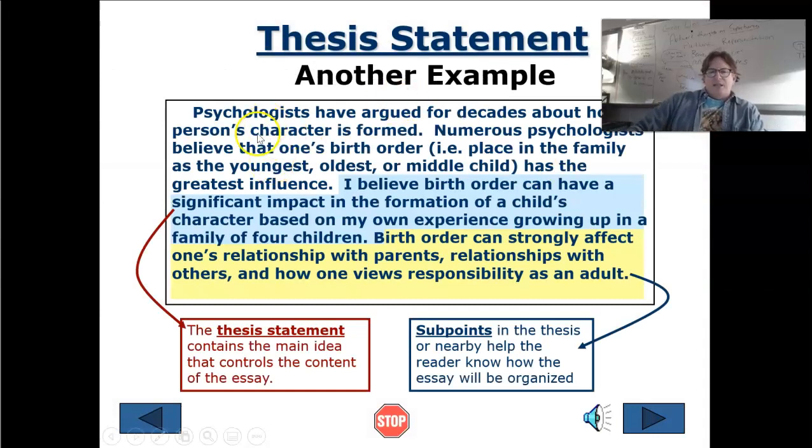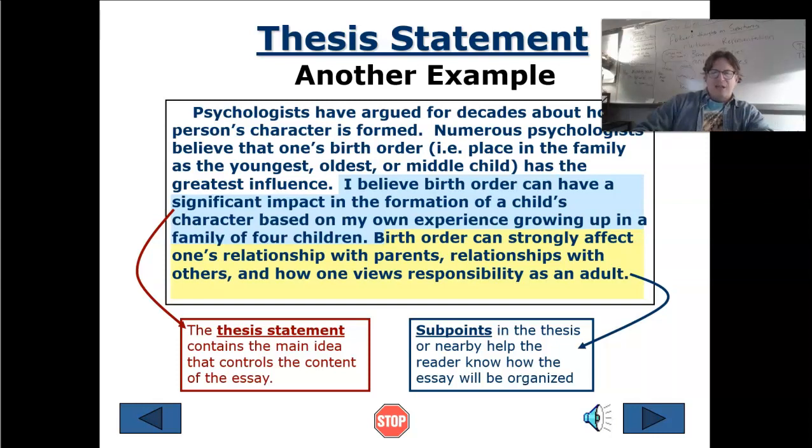Okay, here we have, psychologists have argued for decades about how a person's character is formed. Numerous psychologists believe that one's birth order, as in place in the family as the youngest, oldest, or middle child, has the greatest influence. Okay, it's a general, broad introduction to the idea, and then we have the thesis. I believe birth order can have a significant impact in the formation of a child's character, based on my own experience growing up in a family of 4 children. Already this essay sounds like it's going to probably be a narrative for the most part. Birth order can strongly affect one's relationship with parents, relationships with others, and how one views responsibility as an adult. So we have our main.